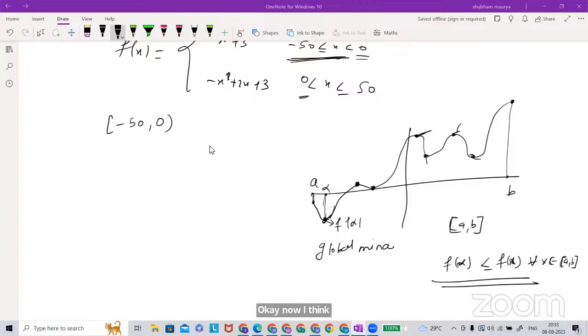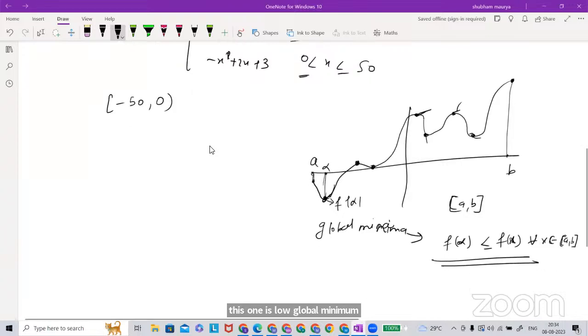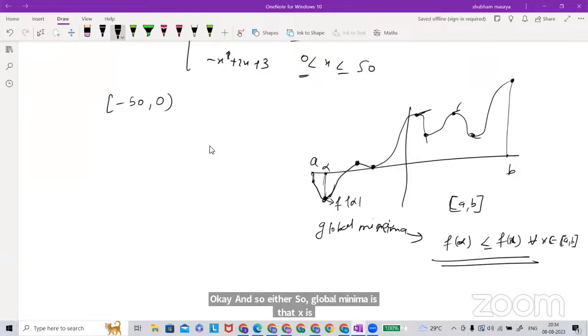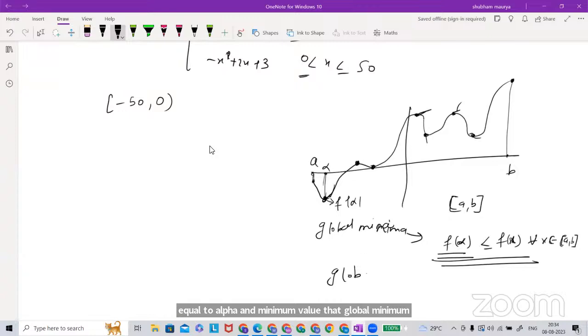Okay, so here, this one is the global minima. The global minima is at x equal to alpha, and that is the global minimum value. And similarly, the global maxima is going to be the value, let's say this one.